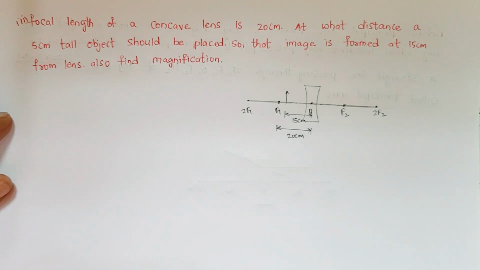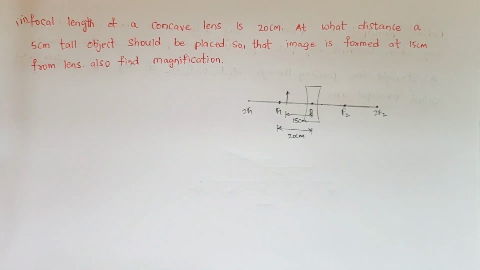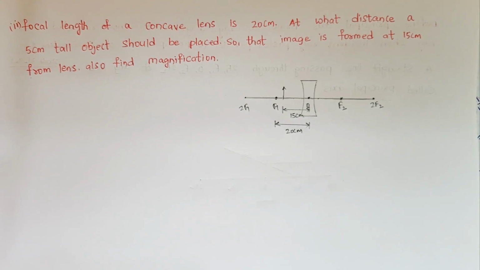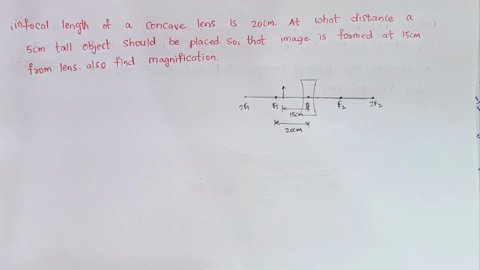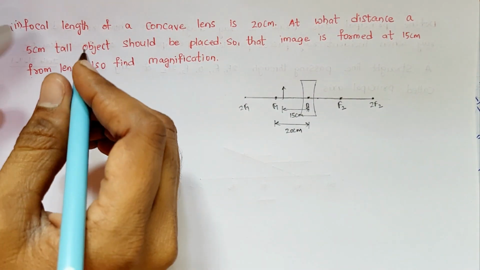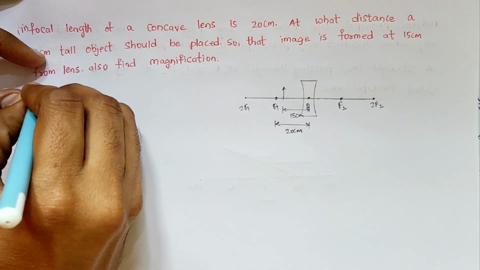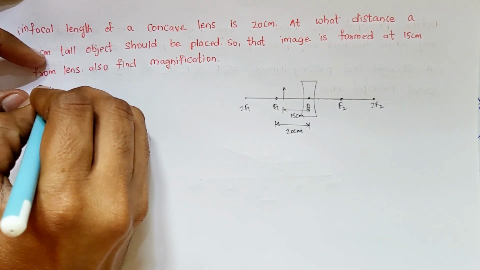This question is asked differently. See, they are asking to find out the object distance, not the image distance. Generally, they will ask us to find the image distance, and they ask us to find the image height and magnification. Here they ask us to find the object distance. Okay, a bit differently they asked, not difficultly, differently.